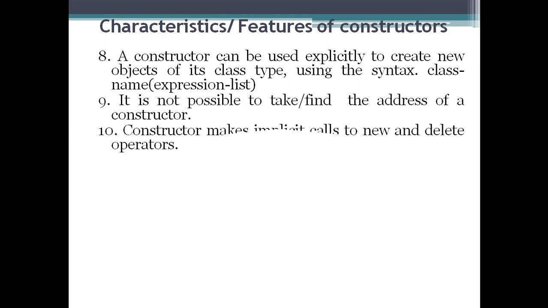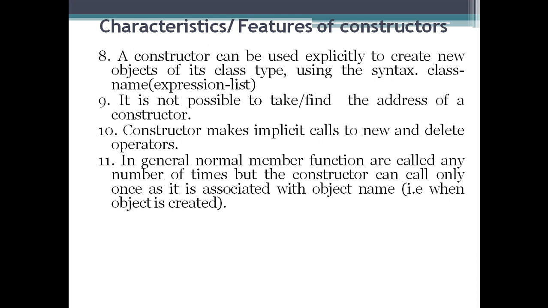And again, it's not possible to take or find the address of a constructor. Very important. Since a constructor is a special member function, we cannot take its address. And the next point: the constructor makes implicit calls to the new and delete operators. So whenever you are using constructors, the compiler implicitly processes the two dynamic memory allocation keywords, new as well as delete operators. So there is an implicit usage whenever you are using a constructor.